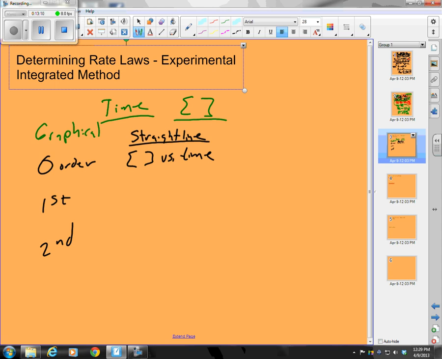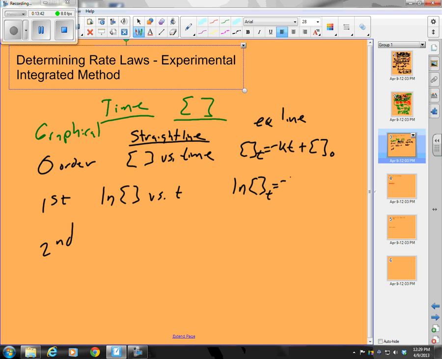And what is the equation for that? Concentration at any time is equal to negative KT plus concentration originally. So that is the equation of the line if it's 0 order. For first order, we go with logs, right? Natural log of concentration versus time. And the equation for the line is natural log of the concentration at any time is equal to negative KT plus the natural log at time 0, right?